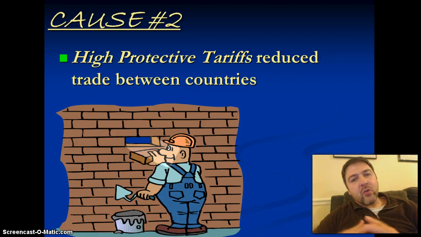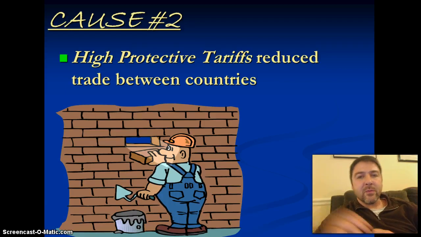If instead of maybe a 2% tariff on a product, the government put a 100% tariff on something, instead of the car being $10,000 from Germany or Korea or Japan, the car is now $20,000. That's meant to keep people from buying that product. Just like in the picture, the guy's erecting a wall to keep things out. That's sort of what a protective tariff does. It keeps foreign products out. And the problem with these is once one country does it, if the United States puts protective tariffs up, Germany, Japan, Korea, they're going to do the same thing, and trade between these countries will stop.